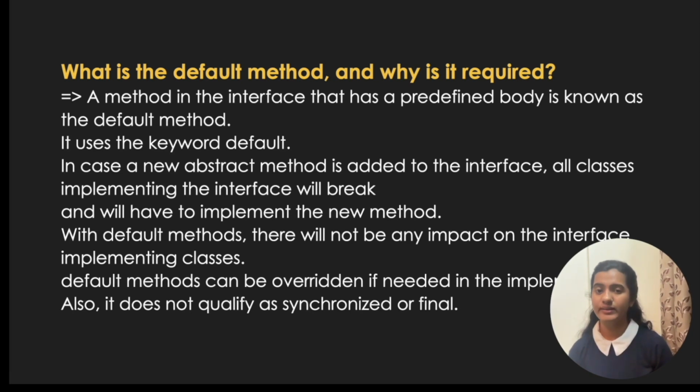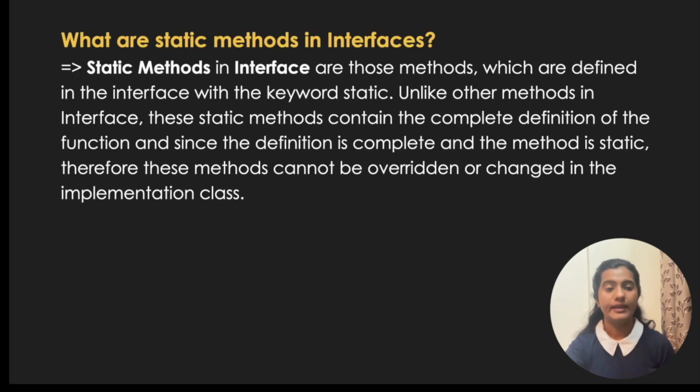Next is, what is a default method and why is it required? A default method is nothing but a method in the interface that has a predefined body, known as a default method. It uses the keyword default. Let's assume before Java 8, if we wanted to add one more abstract method in an interface, then what happened? It would break all implemented classes. In order to avoid it, they introduced the default method. Here we should add a dummy implementation in a default method and we should override it where required, so it won't impact other classes.